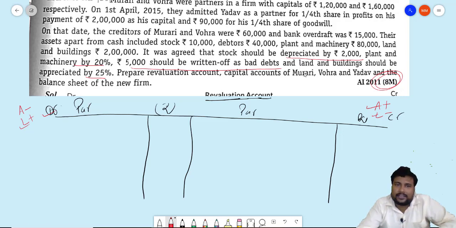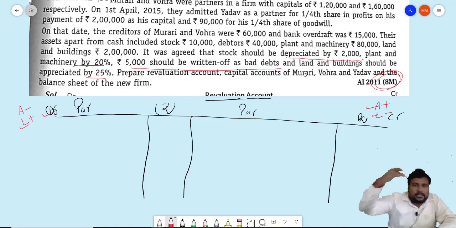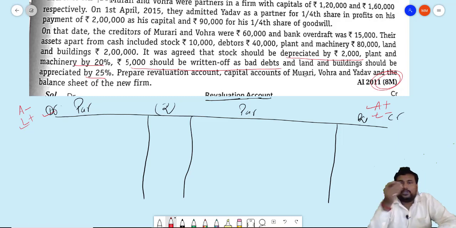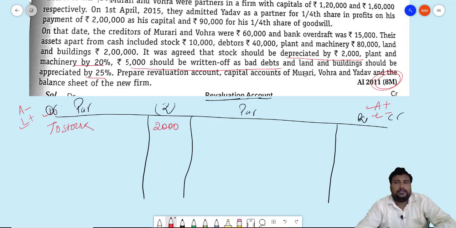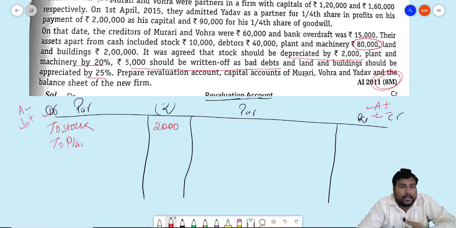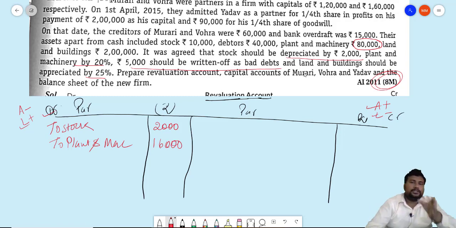Now, the question. It was agreed that stock should be depreciated by 2000. The stock is an asset and stock is decreasing. So, very simple, we will write down here To Stock 2000 rupees because stock is decreasing. Plant and machinery by 20%. The plant and machinery value is how much? 80,000. So 80,000, 20%, find out, 8 into 2 is 16, 16,000. So To Plant and Machinery, how much? 16,000. Clear?